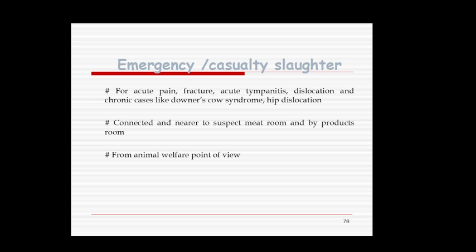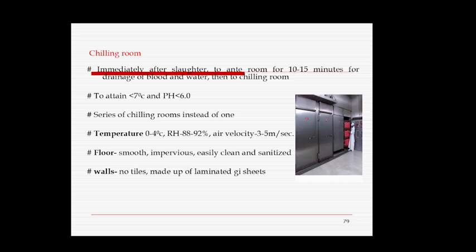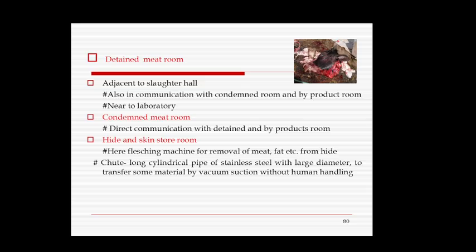Animals which have acute pain, fracture, and dislocation, like downer cow syndrome and hip dislocation, are given emergency slaughter. In the chilling room, the temperature should be 0 to 4 degrees Celsius and relative humidity 88 to 92%. The detained meat room is adjacent to the slaughterhouse. The condemned meat room is in direct communication with the retained byproducts room.